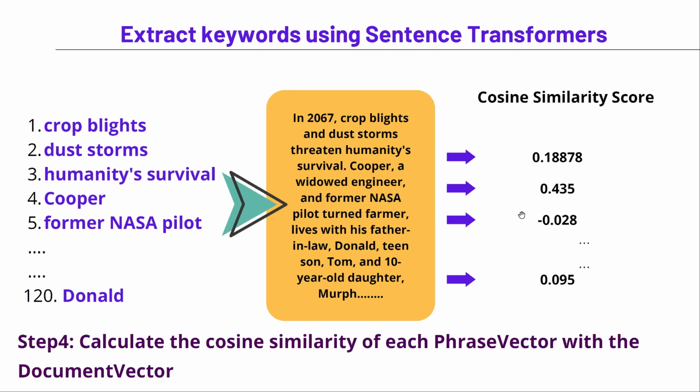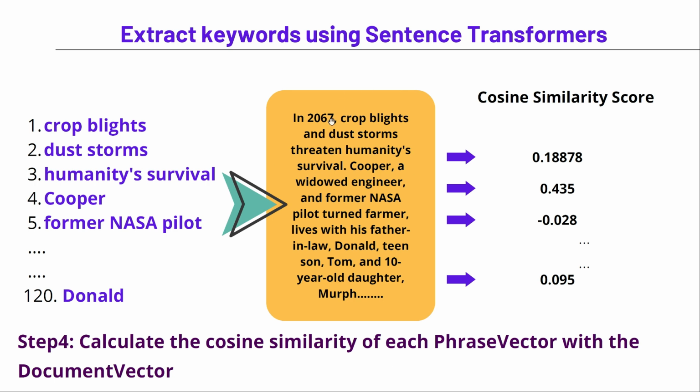Now we arrive at step 4, which is the most interesting part of this, which is we are going to take the cosine similarity of the phrase vector and the whole document vector, and we are going to do that for all the phrases that we have. So at the end of the day, we are going to get a cosine similarity score of each phrase vector with the document vector. So for example, 0.188 is the cosine similarity score of crop blights and the whole vector that we obtain from this.